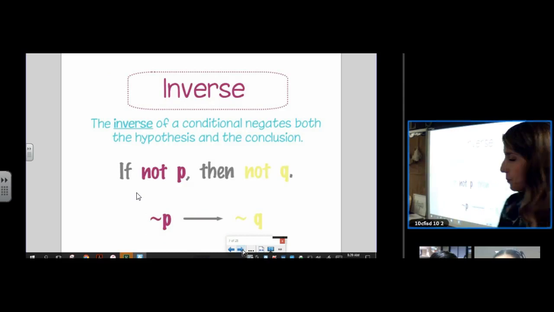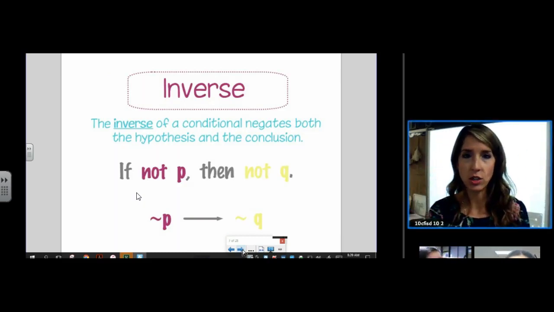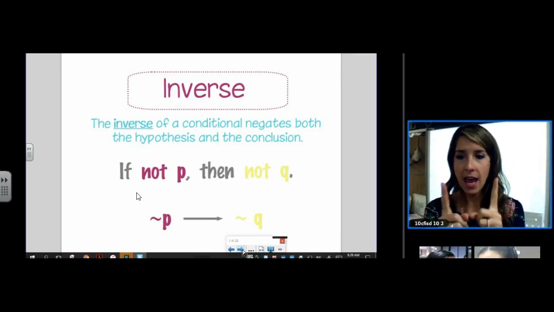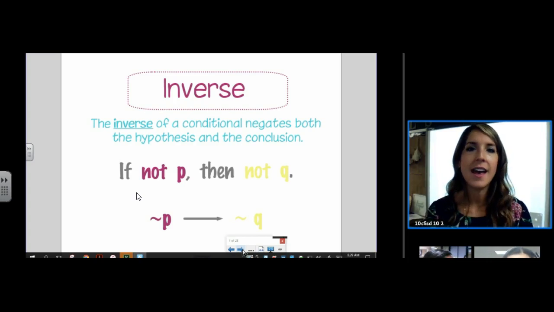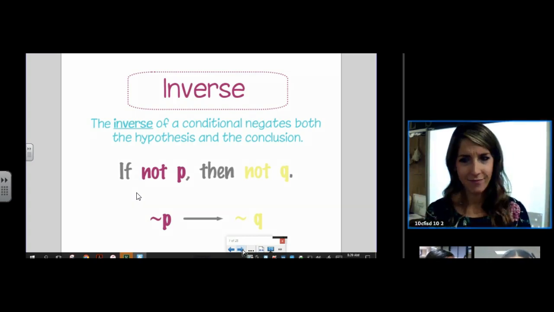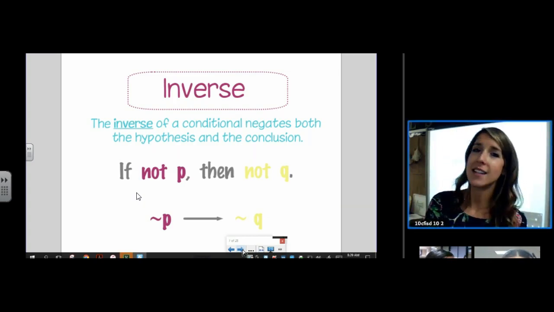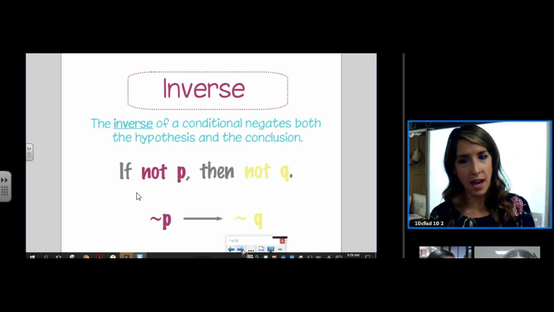So a reminder, an inverse of a conditional negates the hypothesis and the conclusion. If not P, then not Q. If you study for your test, then you will make an A. The inverse: if you do not study for your test, then you will not make an A.